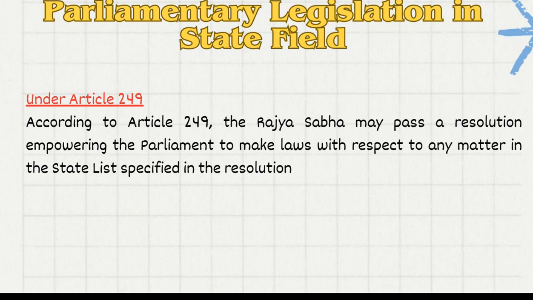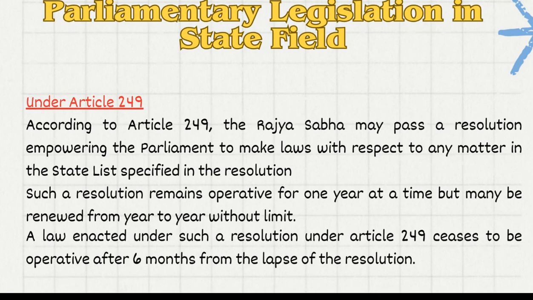According to Article 249, the Rajya Sabha may pass a resolution by two-thirds of the members present and voting, empowering the Parliament to make laws with respect to any matter in the state list or List 2 specified in that particular resolution. Such a resolution passed under Article 249 remains operative for 1 year at a time but may be renewed from year to year without any limits.